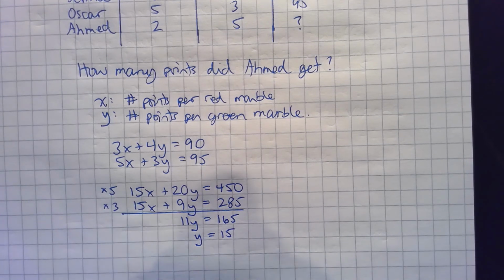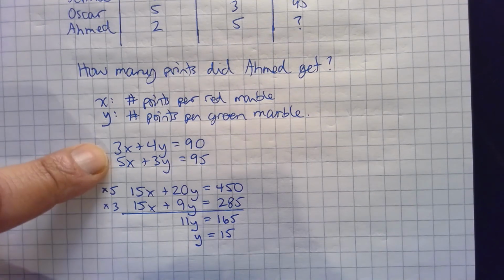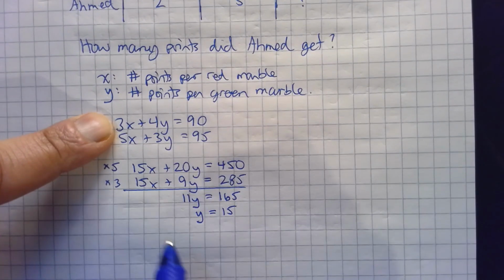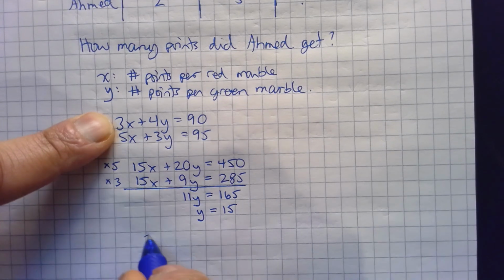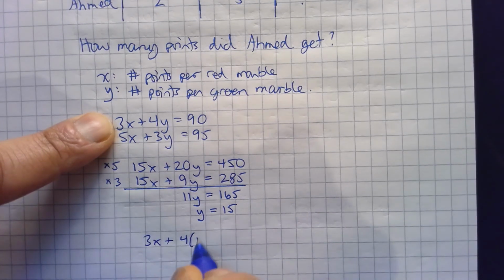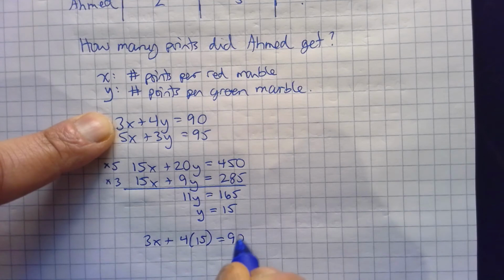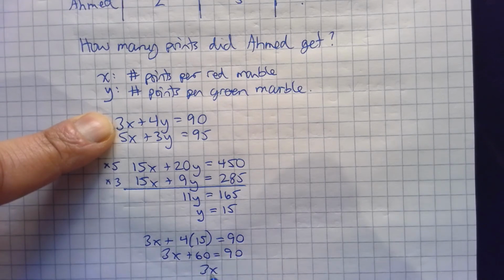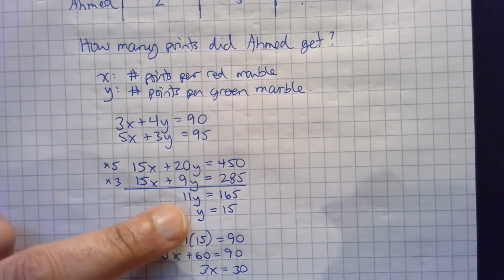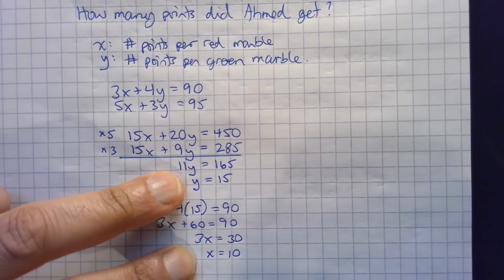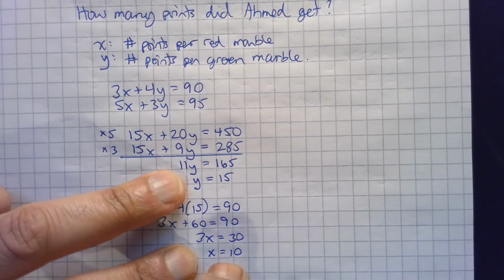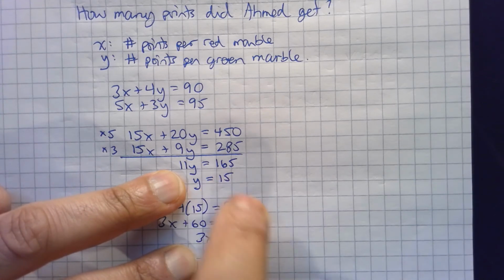So we have the y value. Let's put it back in and find the x value. I'll take my pick of which rule I want to use. I guess I'll just use the first one. So if I use the first one, I get 3x plus 4 times the y, which is 15, equals 90, which gives me 3x plus 60 is equal to 90. Bring the 60 over to the other side. 3x is equal to 30, divided by 3, x is equal to 10. So now I have the points for one red marble is right there, and one green marble is right there.